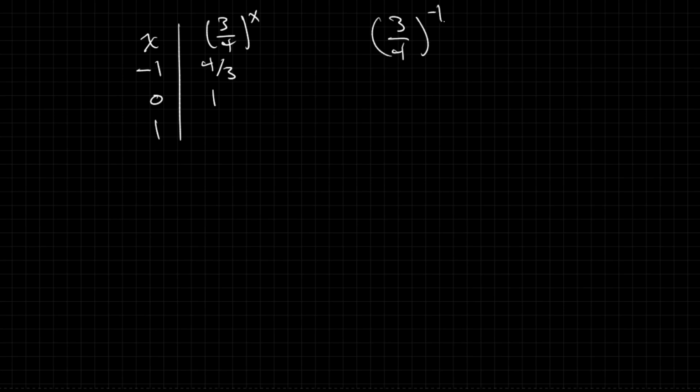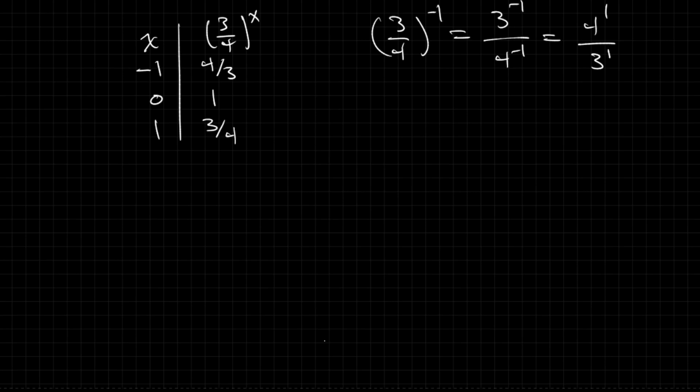So in this case, we have x and we have 3/4 to the x, with x values -1, 0, and 1. When x is 0, you're always going to get 1 no matter what b is, because anything to the 0 power is 1. This will end up being 4/3, because 3/4 to the -1 is 3 to the -1 over 4 to the -1, which is 4 to the first over 3 to the first, using properties of exponentials. And 3/4 to the first power is just going to be 3/4.